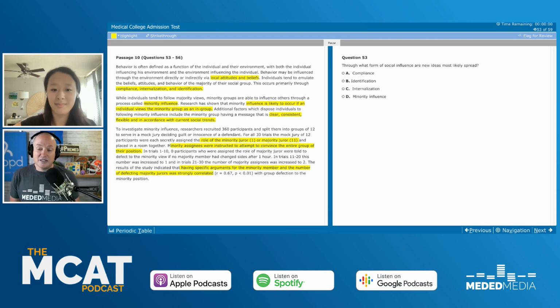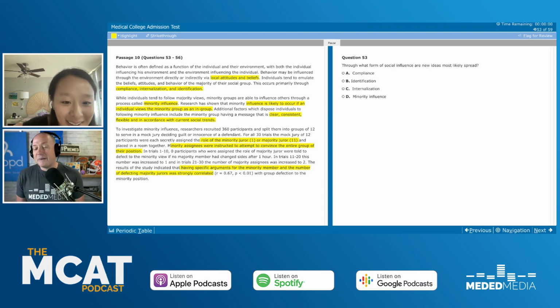Identification seems interesting. Number one, because there's a typo and it's not spaced appropriately, so it must be the right answer. But it wouldn't be like that on the MCAT. It's like, that thing's happening, I think I identify like that, I'm going to do that too. I think that's potentially identification. C, internalization, I don't know what that means. D, minority influence. We talked about a bunch here.